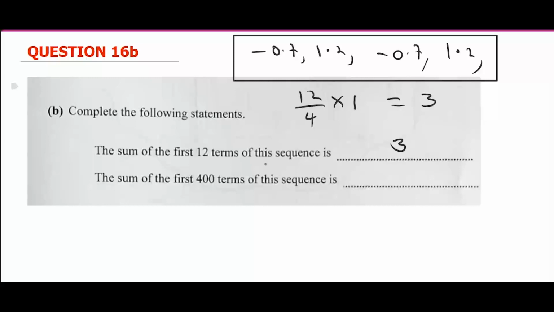So the next thing here is that we have to find the sum of the first 400 terms. So you see the same pattern. We have 400 divided by 4 times 1, and that will also be 100.